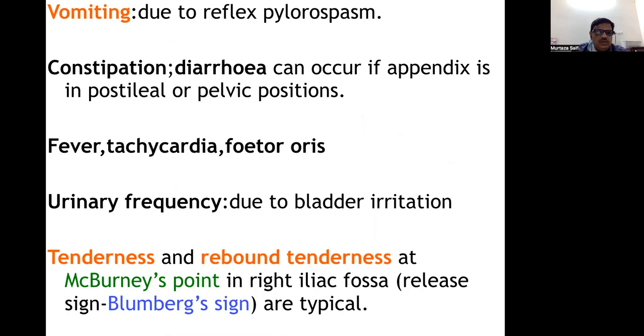The next symptoms are fever, tachycardia, and fetor oris. It may also cause urinary frequency due to bladder irritation. Signs of tenderness and rebound tenderness, like at McBurney's point in the right iliac fossa. Rovsing's sign, or we can say psoas sign, are typical.